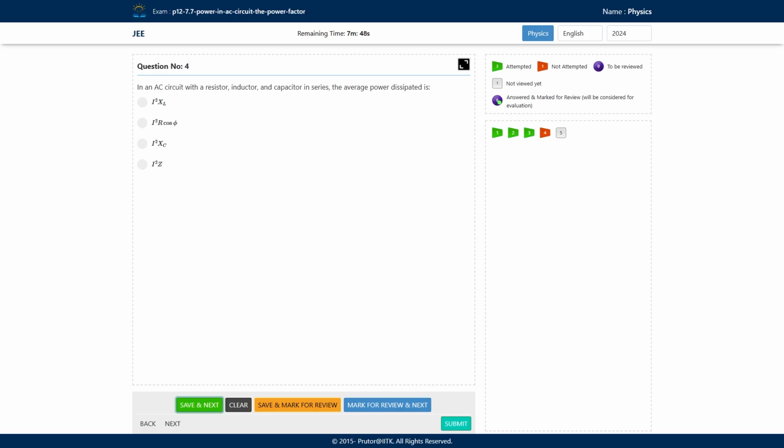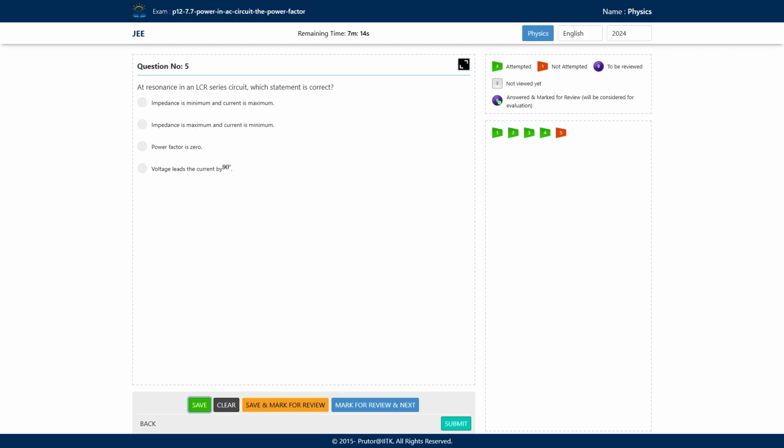In an AC circuit with a resistor, inductor and capacitor in series, the average power dissipated is I square XL. So for an LCR circuit, what is the average power dissipation formula? I square R cos phi, I square XC or I square Z. This I is IRMS basically.